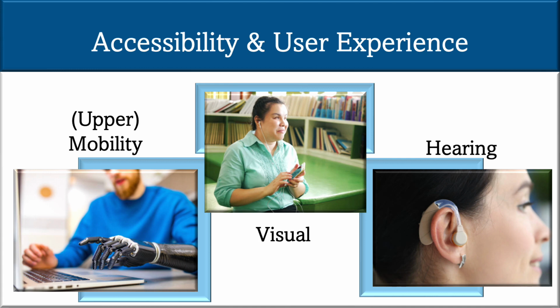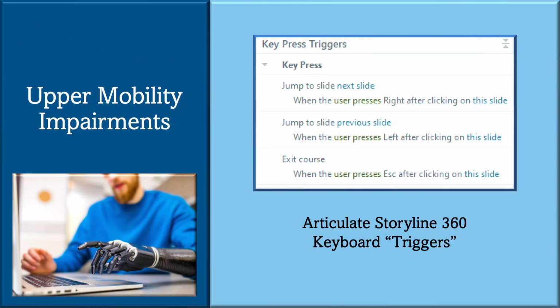There are 3 impairments I'd like to highlight and discuss how persons with disabilities can fully participate in the program. These are mobility impaired, visually impaired, and hearing impaired. For upper mobility impairments, Articulate Storyline 360 allows designers to set triggers so a keyboard can be used to navigate through the program. For instance, clicking the left and right arrows will allow users to move forward and backward, and clicking the Escape button will allow users to leave and close the program.